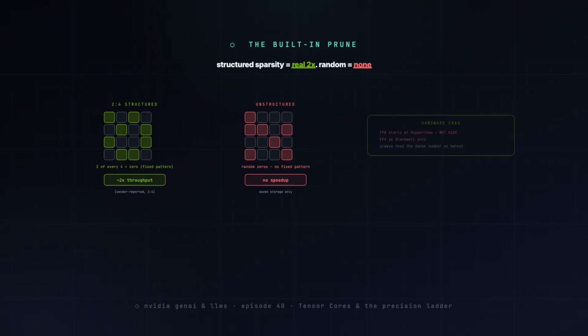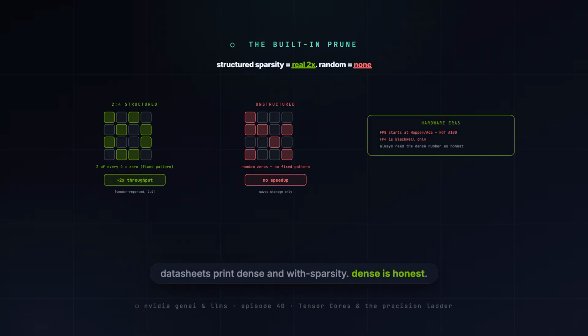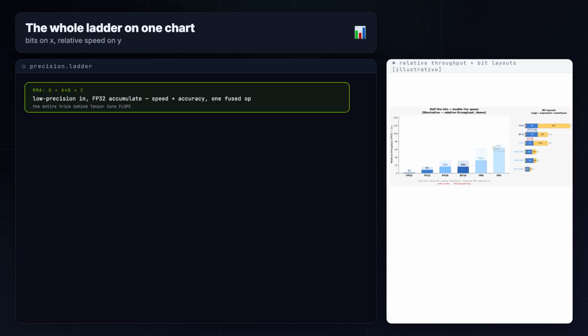And the eras matter. FP8 starts at Hopper and Ada. The A100 does not have it. FP4 is Blackwell only. Let me put the whole ladder on one chart because the shape of it explains the last 6 years of AI hardware. Bits on the x-axis, relative speed on the y. Watch what happens as the bits fall.